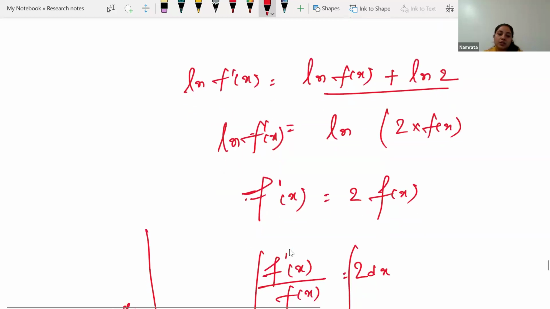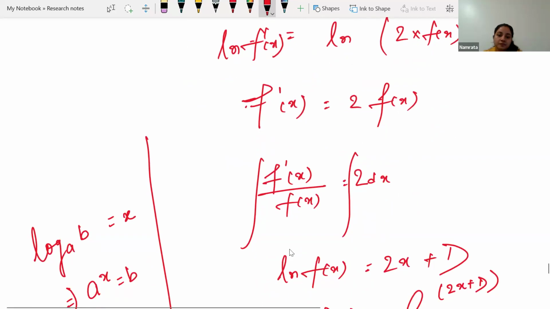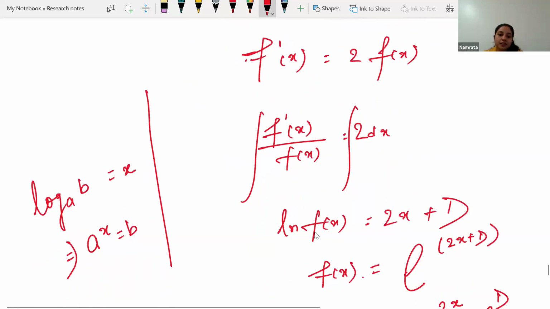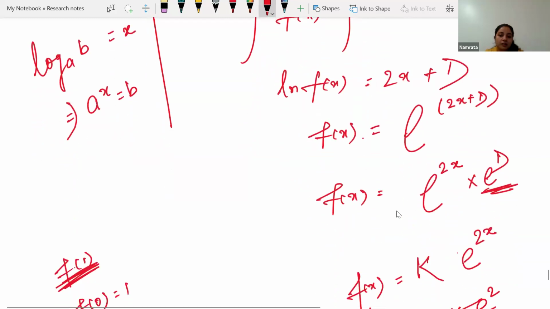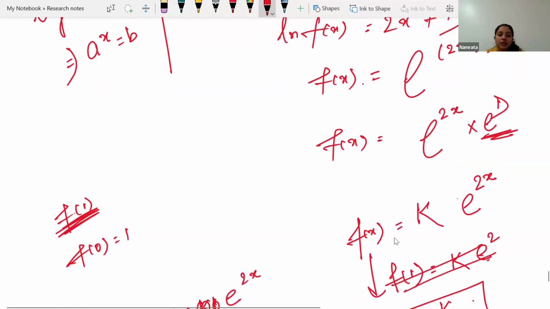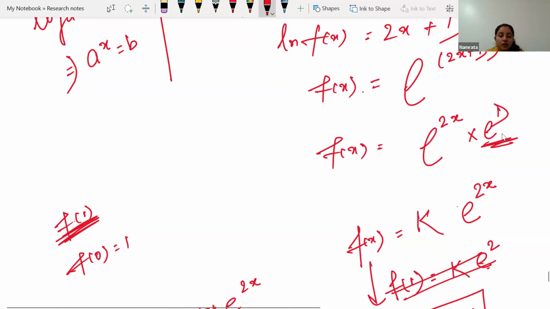Again we are doing the integration. After that these are the steps which we are performing over here, that is ln f of x is equal to 2x plus a constant. We had taken C as the constant, so to avoid confusion we are taking d as a constant. Now, using the property of logarithm, we write it in exponent form, by using the natural log, and we are again using the given condition to find the constant.